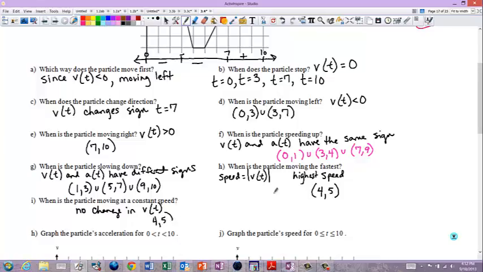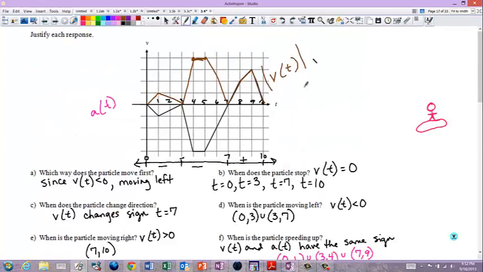Now graph the particle's acceleration. I'm going to do it up here and you're going to copy it down there. Darn it, I erased my numbers again. Okay, the acceleration is the derivative of velocity. So that's the slope. So this is down 1 over 1. So I'm going to just put my little slopes on here. This is m is negative 1. Right here, m is up 1 over 2. M is 1 half. Down 1, 2, 3, 4 over 1. So m is negative 4.